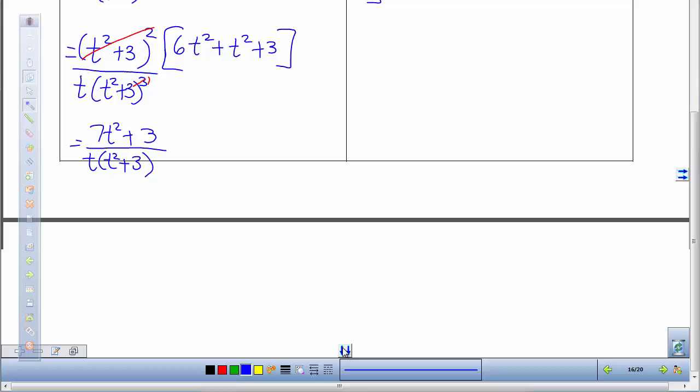So what do you cancel on the bottom from the second row from last step? Cancel the 2 out with what? Well, both of them were t squared plus 3. Up top, I had it to the second power, and on the bottom, I had it to the third. So I was able to cancel, except on the bottom, I'm left with 1. Okay, other questions?